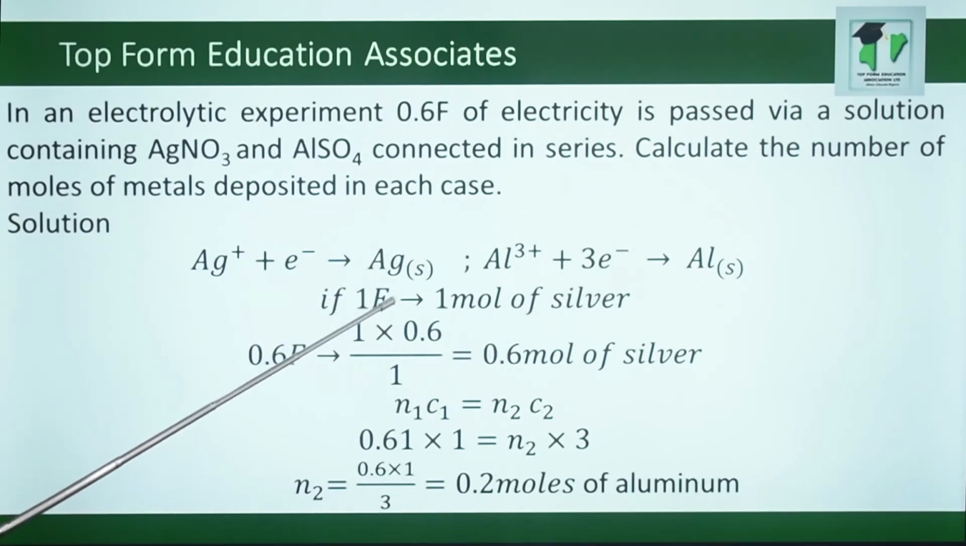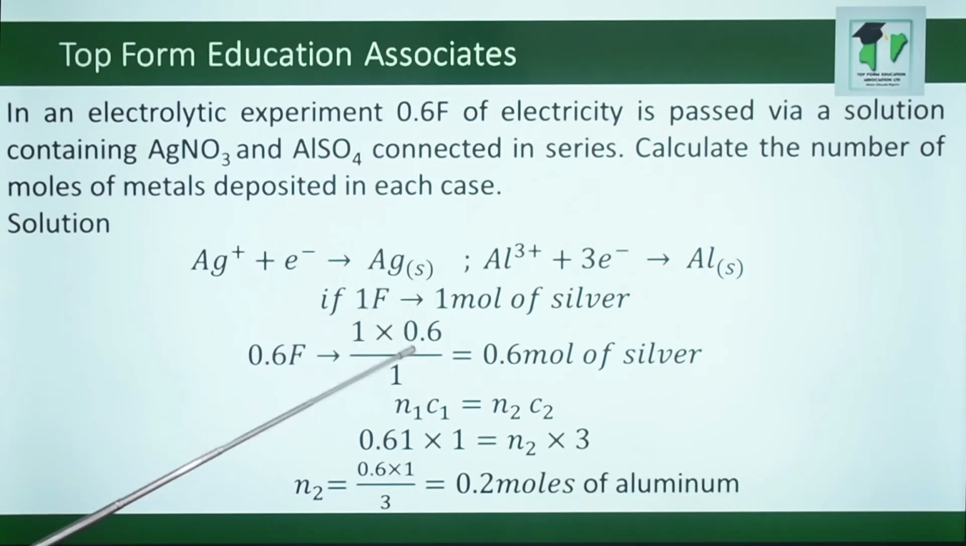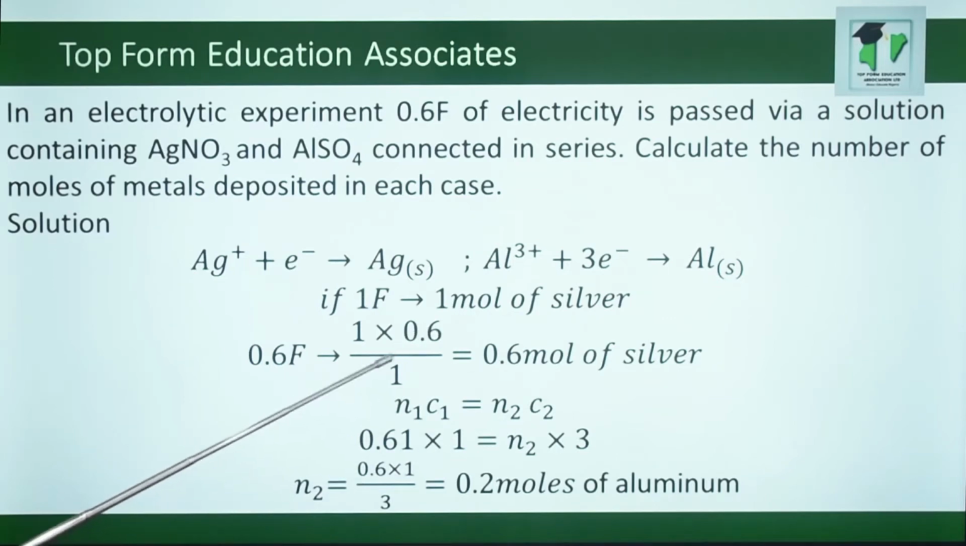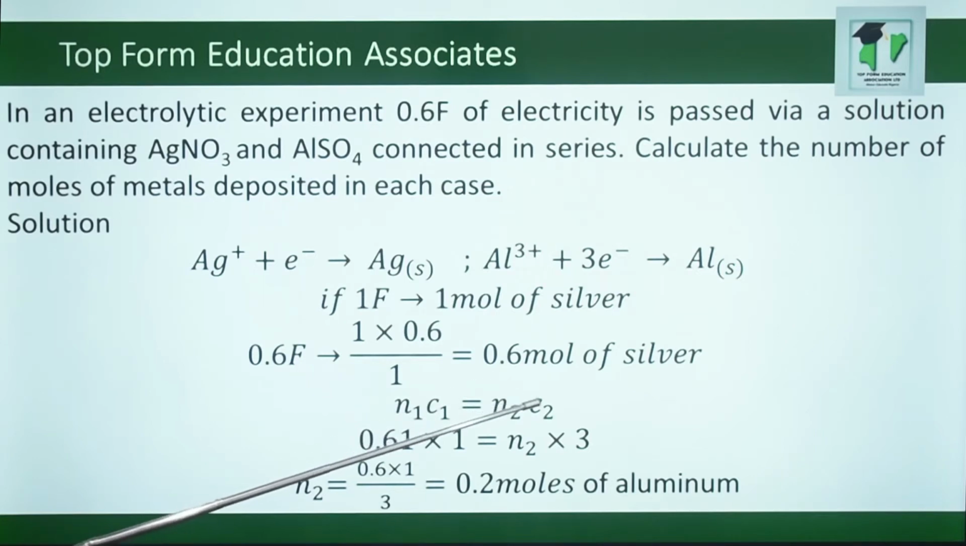If 1 Faraday liberates 1 mole of silver, that means that 0.6 Faradays will liberate 1 times 0.6 divided by 1 to give us 0.6 moles of silver. Remember that from second law of Faraday, we have that N1C1 is equal to N2C2. Our N1 in this case is 0.6 multiplied by 1 equal to N2 multiplied by 3, since aluminum is trivalent. That means that N2 will be equal to 0.6 times 1 divided by 3 to give us 0.2 moles of aluminum.